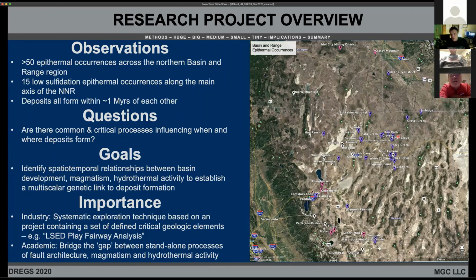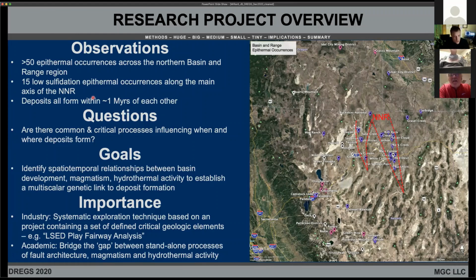The majority of them are localized with this feature called the Northern Nevada Rift. Named a rift, many can argue if it actually is one or was one. But this is really just the southern leg of the larger Columbia River flood basalt large igneous province up here to the north. And this is just a large tectonomagmatic trough that extends through the southern or central portion of the state. And our main observation is exactly this, that there's 15 epithermal deposits along this rift, and they all formed within 1 million years of each other. And that's not by coincidence.